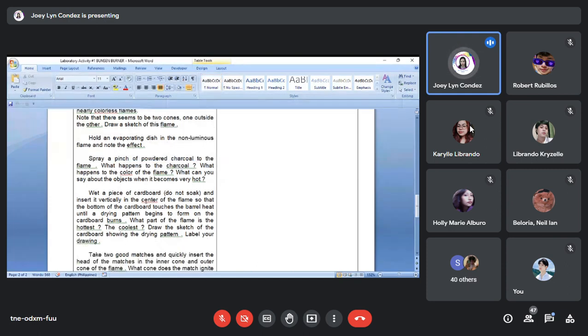What happens to the charcoal? What happens to the color of the flame? So you answer these questions, you write it here. You still need to draw this one. Okay? Sa kanang side.